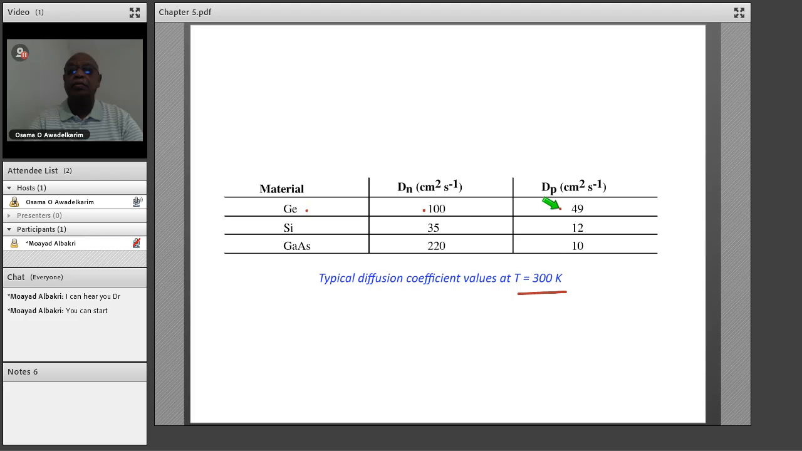Look at silicon: the diffusion coefficient for electrons is 35 at 300 Kelvin, whereas it's only 12 for holes at the same temperature. Similarly, you can see gallium arsenide has a much, much higher diffusion coefficient than both silicon and germanium for electrons, but then it has a very low diffusion coefficient for holes at the same 300 Kelvin.